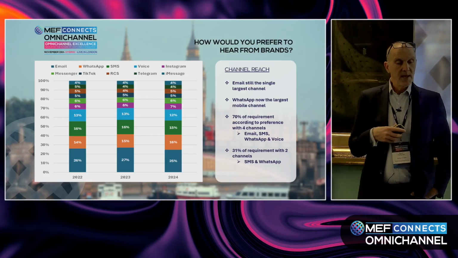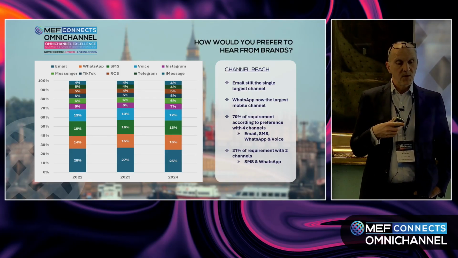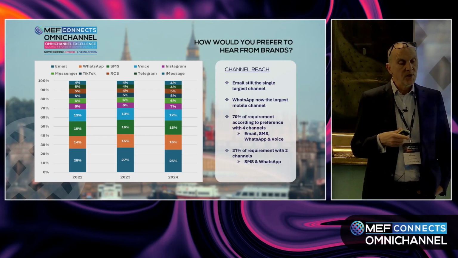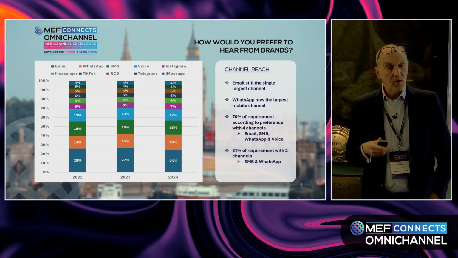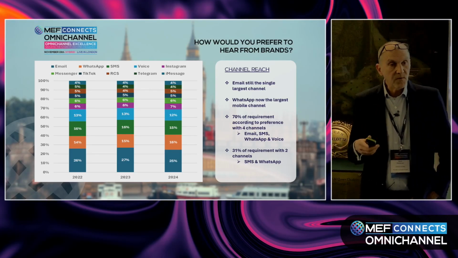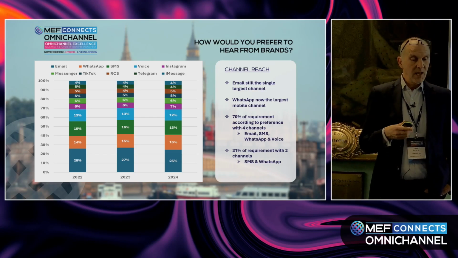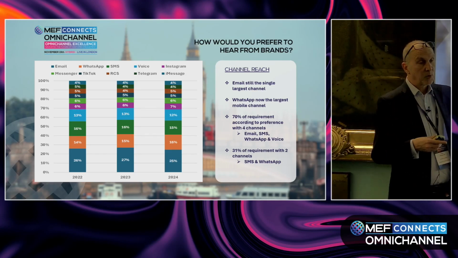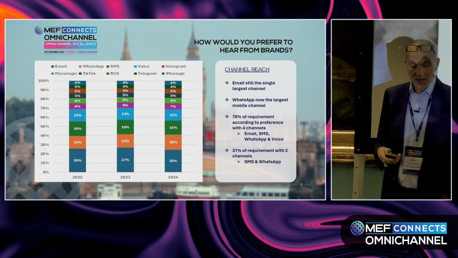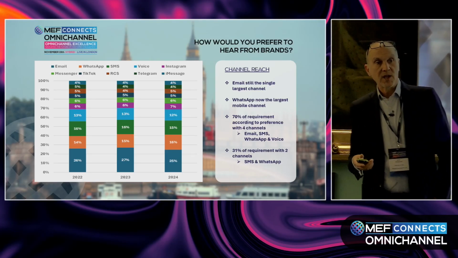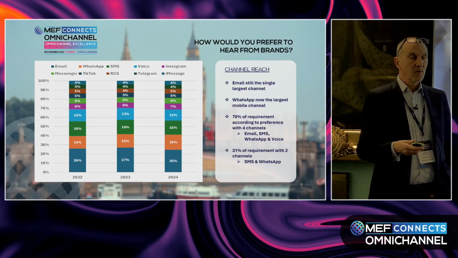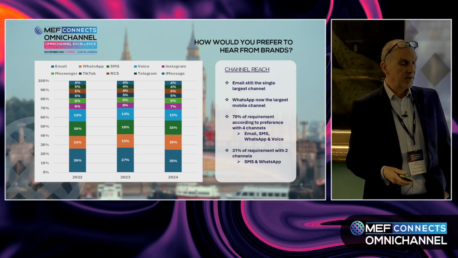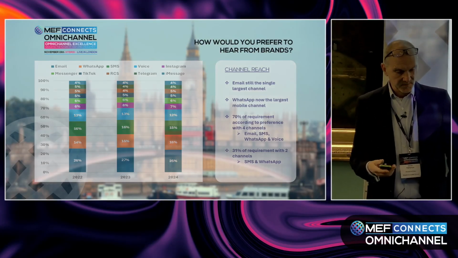But the key takeaway here is that you can address about 70% of all omni-channel requirements according to user preference with just 4 channels: email, SMS, WhatsApp, and voice, which would be pretty good, right? Certainly good enough. Even just 2 channels, SMS and WhatsApp, would still address 30-odd% of requirements.